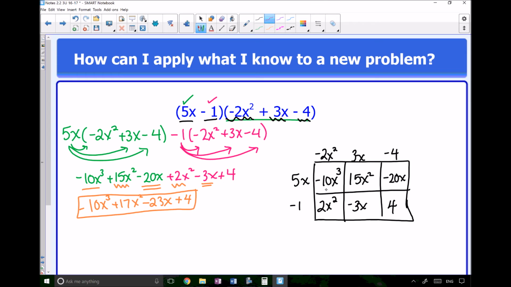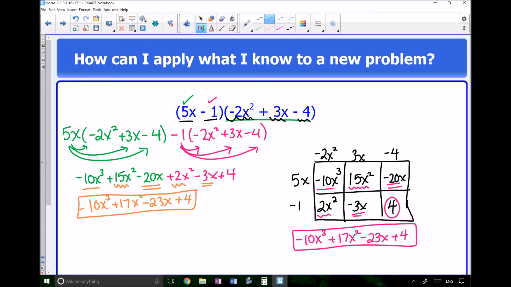Now, when I put my like terms together, -10x cubed is like nothing, so I'm still going to get -10x cubed. 15x squared is like 2x squared, and when I put them together, I get 17x squared. -20x is like -3x, so when I put those together, I get -23x. And then here I just have a 4 that's going to hang out for the ride again, like we said before. So this is my final answer.